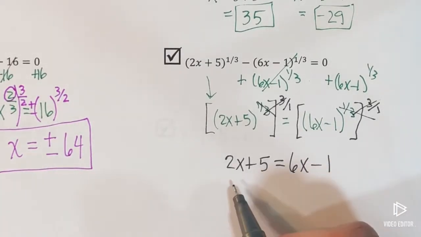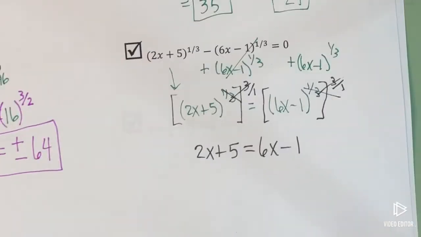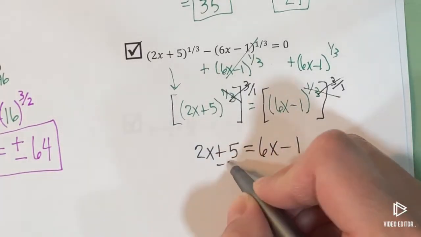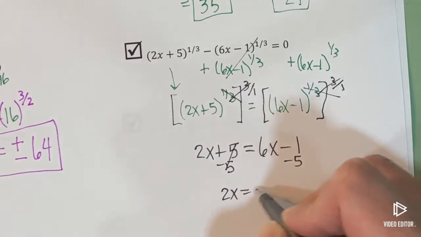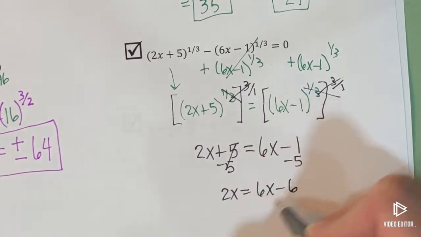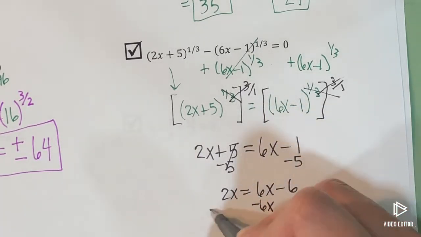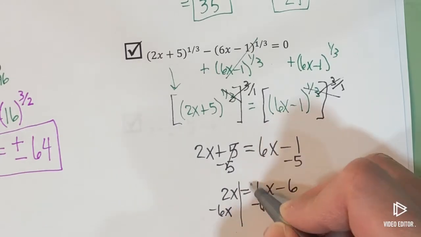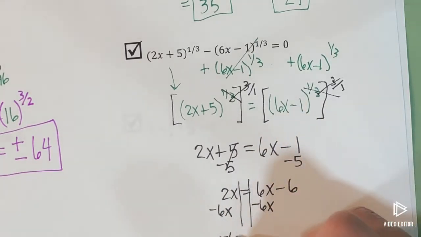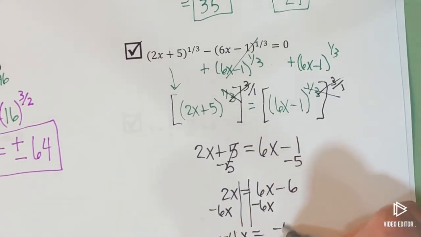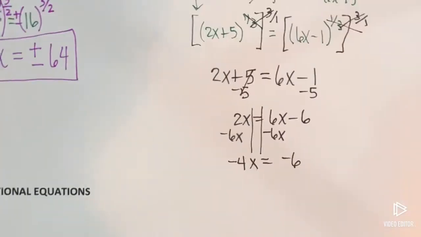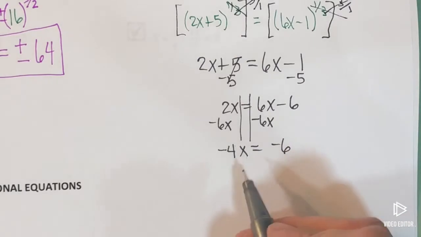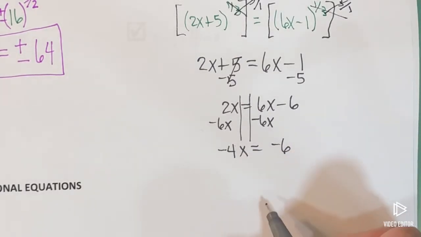I need to get my x's on the left, numbers on the right. So let's subtract our 5. I have 2x equals 6x minus 6, and then subtract our 6x, keeping in mind it doesn't matter if you move the number or the x first. If you like moving the x first, that's great. Have at it. Okay, so I have negative 4x equals negative 6.